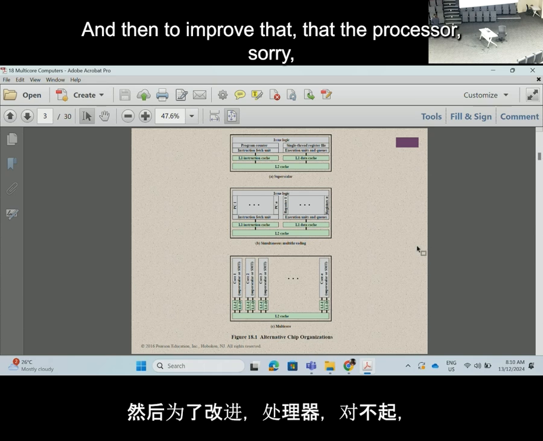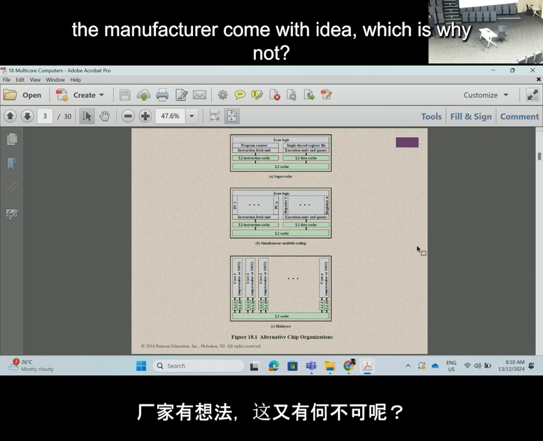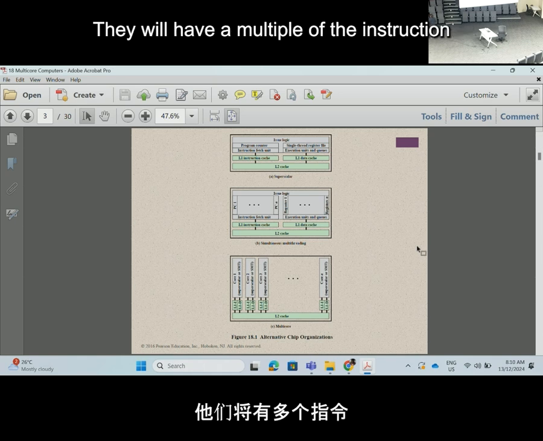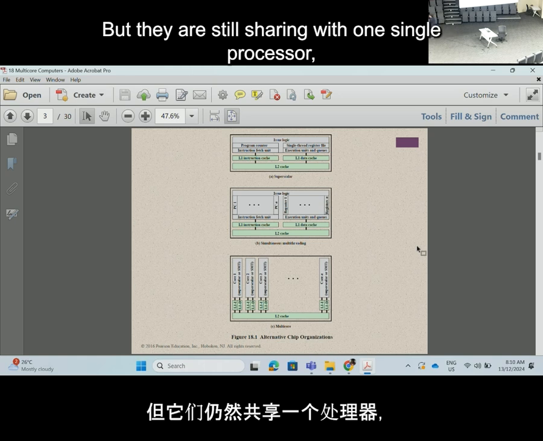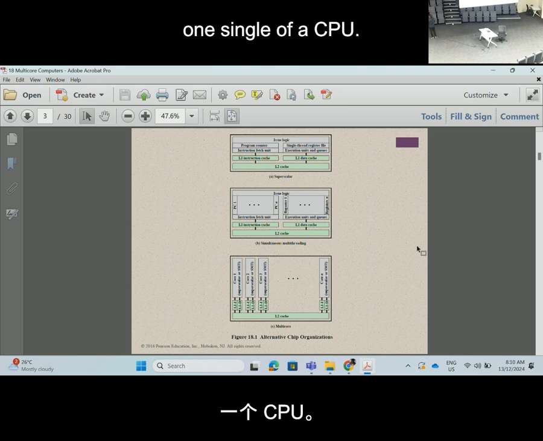And then to improve the processor, the manufacturers came up with an idea: why not have multiple instructions executed at one time, but still sharing one single processor, one single CPU? So that is the problem.